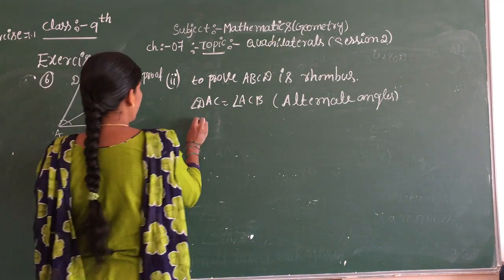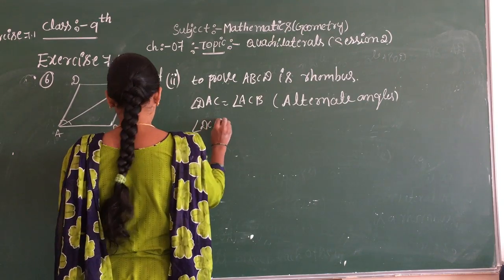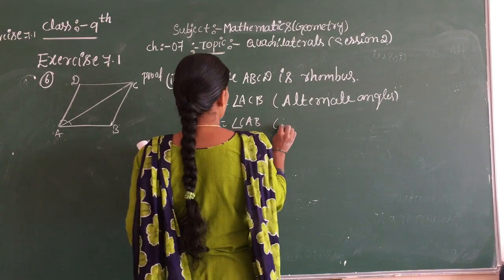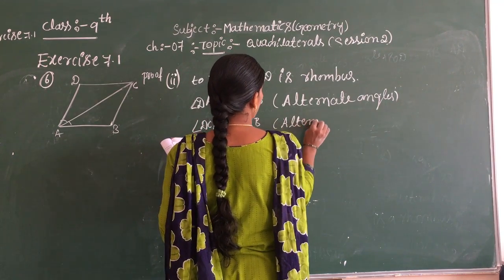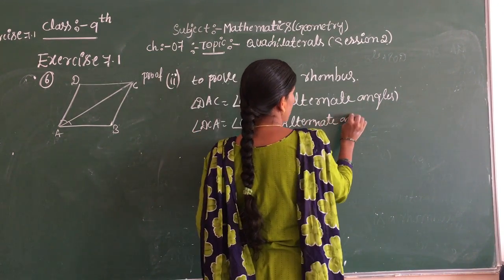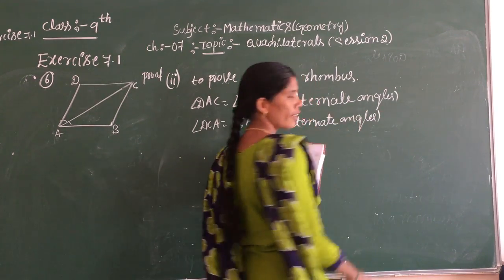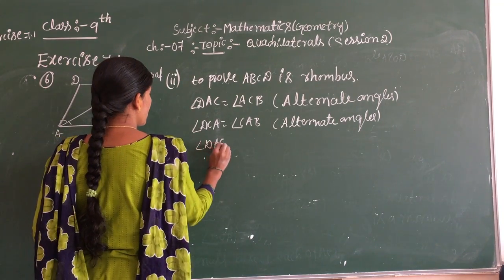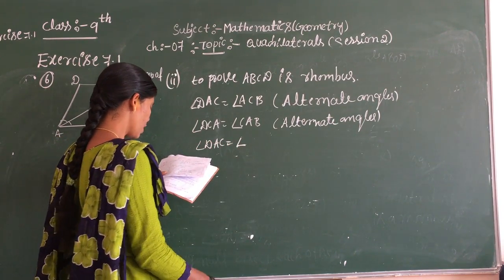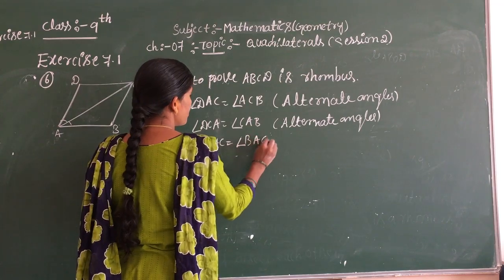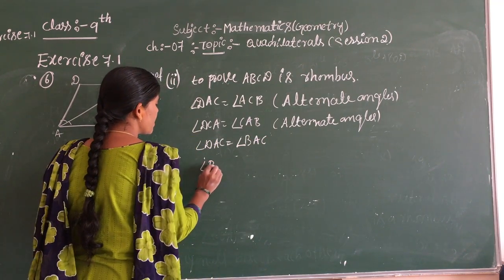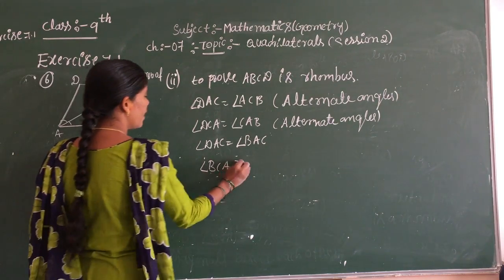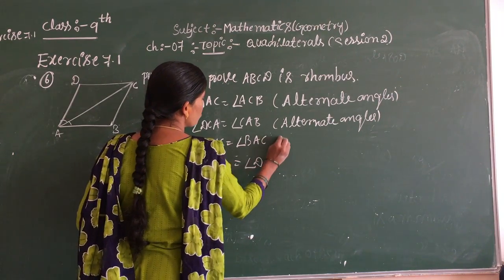Next, angle DCA is equal to angle CAB. What is that? This is also alternate angles. Already you know lines and angles. So angle DAC is equal to angle BAC, and angle BCA is equal to DCA.